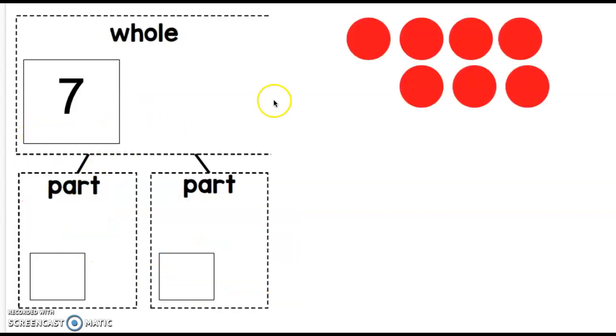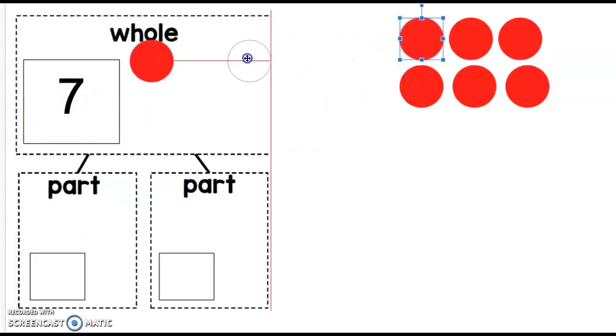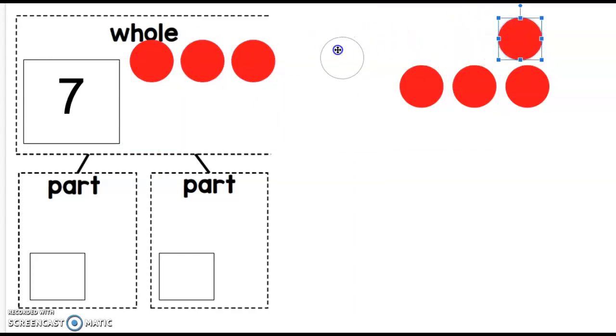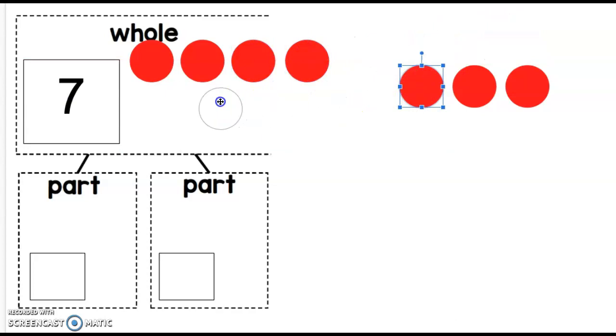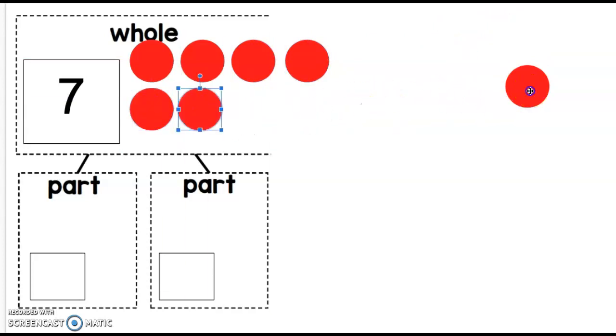Let's try another one. So my whole number is the number 7. 1, 2, 3, 4, 5, 6, 7. Now I'm going to decompose or break apart the whole number 7 into two parts.